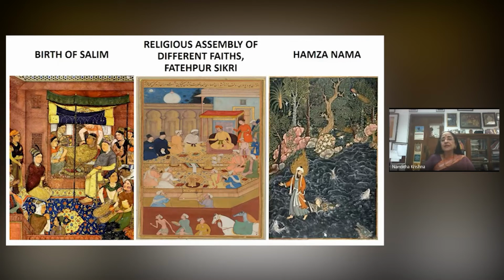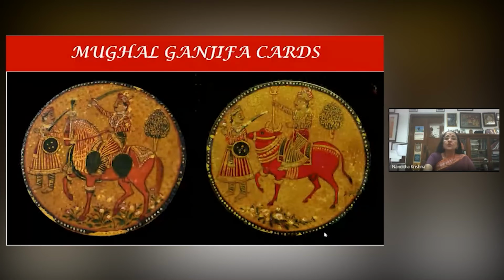The third is a scene from the Hamza Nama. Now, this is very Persian, very exotic and stylized. The Hamza was, I think, the uncle of the Prophet. So Hamza Nama is the story of Hamza and his nephew. Mughal painting in this period was also done on boxes and furniture and a lot of other things. So this is, for example, Ganjifa cards, which I found very interesting.